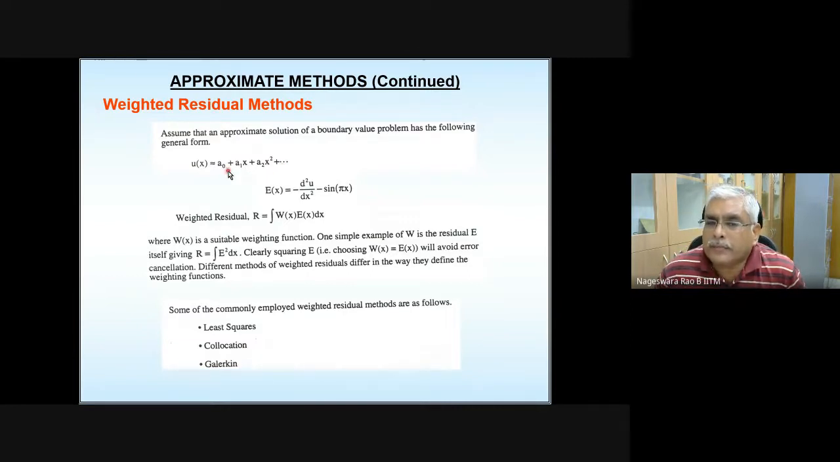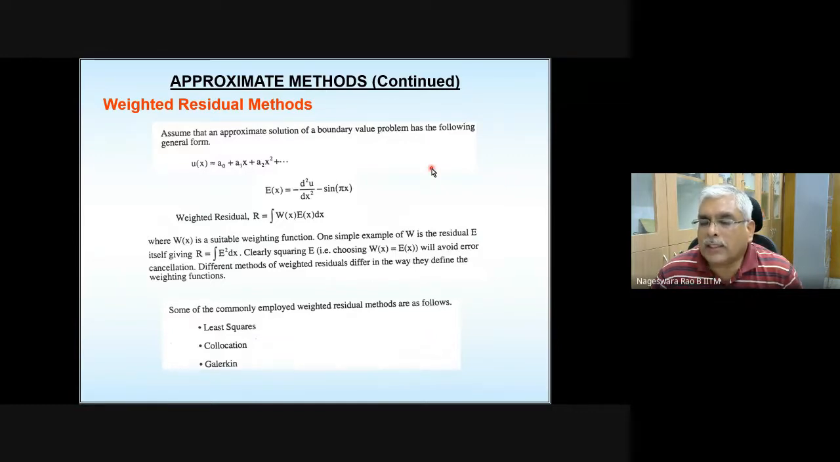And one more thing, here A0 coefficient is 1, A1 coefficient is x, A2 coefficient is x square. And if you want higher order terms, A3 x cube, A4 x power 4, A5 x power 5, you can have like that, up to an x power n. And these 1, x, x square, x cube, x power 4, x power n, are all called basis functions. You please make a note of it.